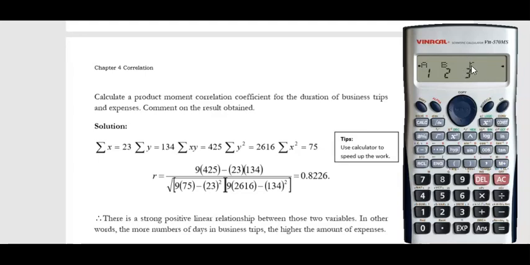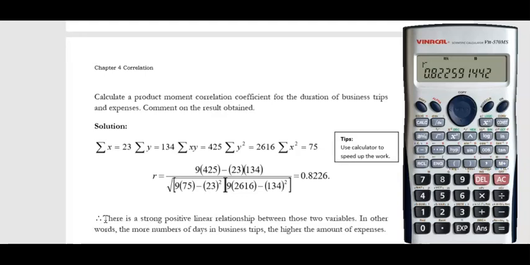So R represents correlation coefficient. So number 3, which equals 0.8826. So you take 4 decimal places. So how to interpret this? 0.8 is, the strength is strong, and this one is positive. The sign is positive, the R value sign is positive.